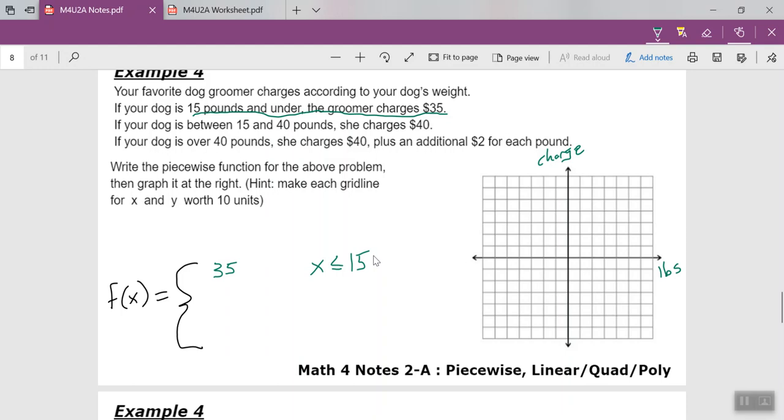No. If you have a dog, it weighs something. So it has to be somewhere above 0. You can't say less than or equal to, because you can't have a dog that weighs 0 pounds. That's just not going to happen. All right, so we'll come back to the graphing part when we finish with everybody else. The next level is between 15 and 40 pounds. She charges $40, a flat $40 fee for somewhere between 15 and 40.